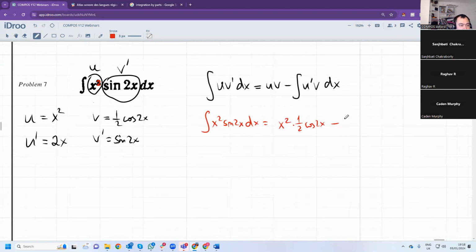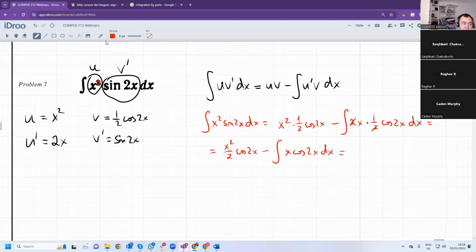Now, minus the integral of u dash, so that's 2x, multiplied by v, which is 1/2 cos 2x dx. So if we simplify that, that is x squared over 2 cos 2x minus, so 2 and 2 cancel, integral of x cos 2x dx.